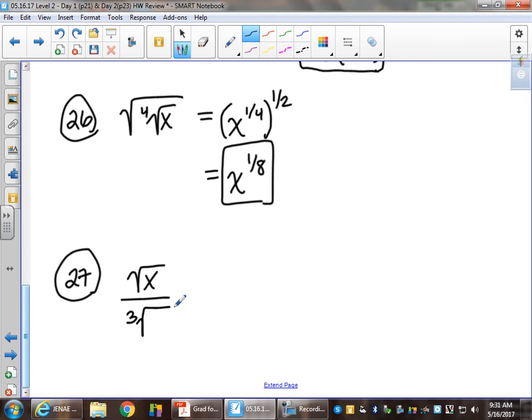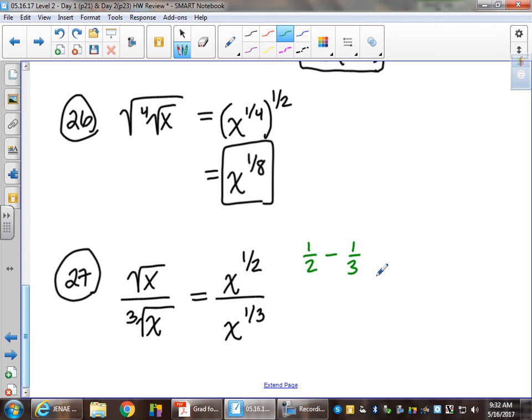27, what's different about 27? Right. So square root of x, I would write how? X to the 1/2 divided by? Okay, now what? I do subtract. What am I going to subtract? Subtract the powers. So 1/2 minus 1/3. I'm going to do this off to the side. Do I have common denominators? No. So what's my least common denominator here?